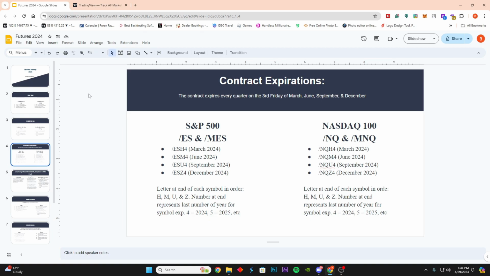But they have a continuous contract, which is basically all of the contracts. I don't really know the back terms of it, but I know I don't have to continuously deal with rolling over or making sure I'm on the newest contract, as it is always up to date. But yeah, so that's for the contract expirations.